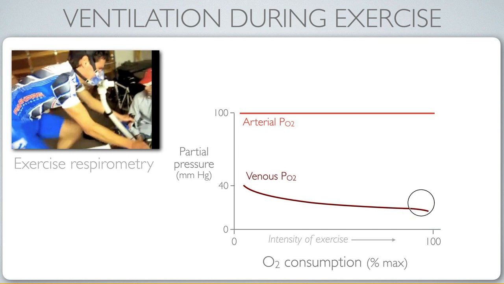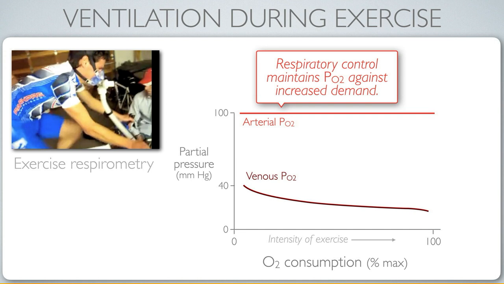So at close to 100%, we have significantly less partial pressure in the blood that returns to the lungs, yet the lungs compensate and increase their uptake of oxygen in order to maintain that partial pressure around 100 millimeters of mercury. So we can say that this respiratory control system does that. It maintains the partial pressure for O2 against the increased aerobic demands of higher exercise intensity. And so the focus of this lecture is on addressing how. What are the components of the control system that allow for this impressive feat?